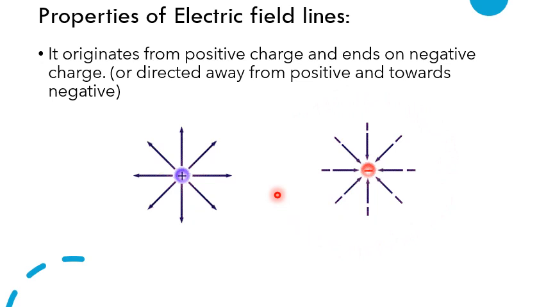This is the field pattern around a negative isolated charge. If you place a positive test charge here, it would experience an attraction towards the negative charge, so it would move in this direction. Look, all these field lines are towards the negative charge. So we can generalize that electric field lines are directed away from a positive charge and towards a negative charge.